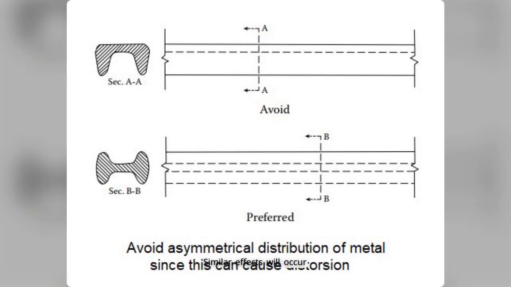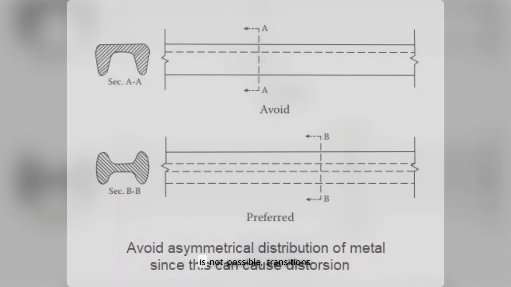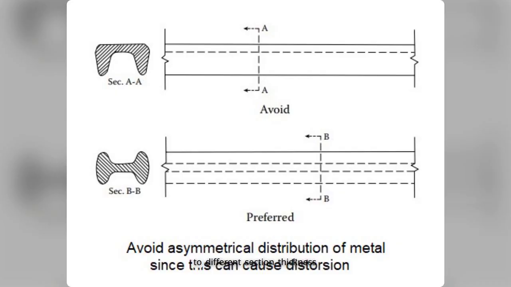Similar effects will occur if different sections of the casting cool at different rates, or if the distribution of metal is asymmetric. The best way to avoid hot tears and distortion is to avoid asymmetrical distributions of metal and to use a uniform wall thickness everywhere. When this is not possible, transitions to different section thickness should be carefully designed so that the degree of constraint imposed on the solidifying casting is minimized.